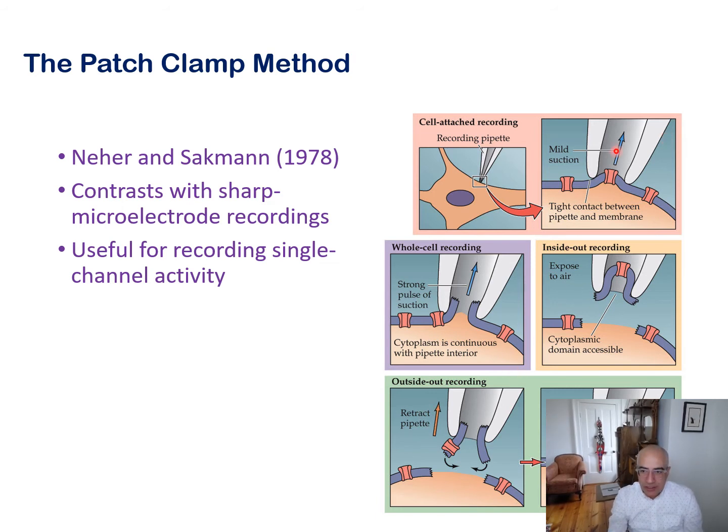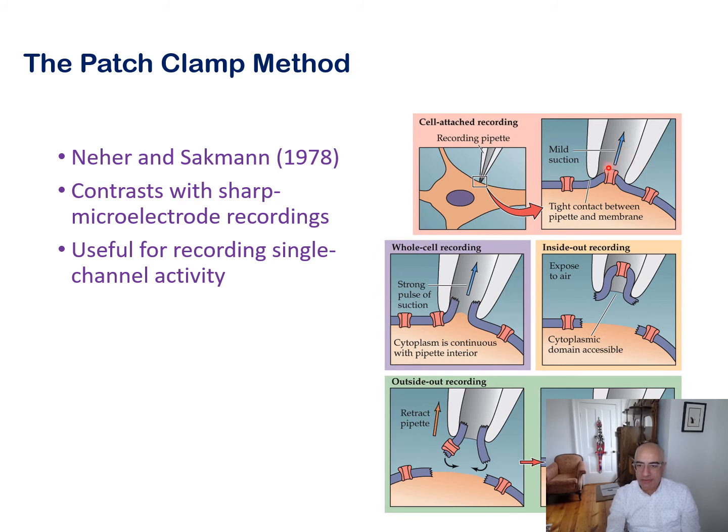Now, after this suction is applied and the seal is obtained, there are several things that could be done. One is you can actually rip apart the membrane inside the pipette and therefore make the inside of the pipette continuous with the inside of the cytoplasm, and this is known as a whole cell recording.